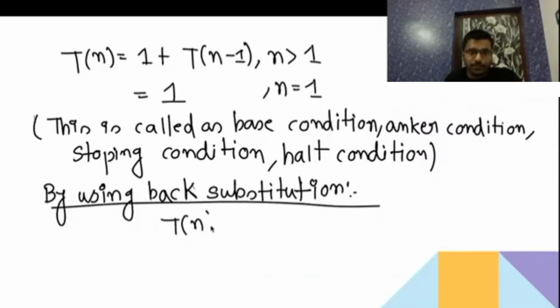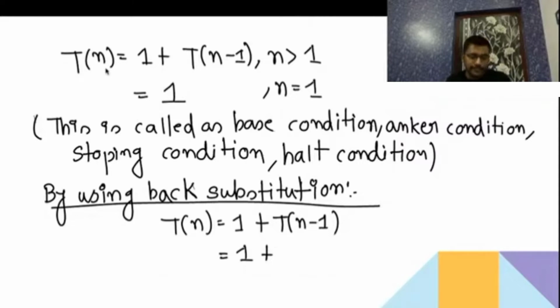So Tn is equal to 1 plus Tn minus 1. Now in place of Tn minus 1, what you can do, see, when it is n, it is doing 1, then it is reducing the size of n by 1. So it will do 1, then it will reduce the size by 1, it will be Tn minus 2. Please let me know whether it is clear or not.